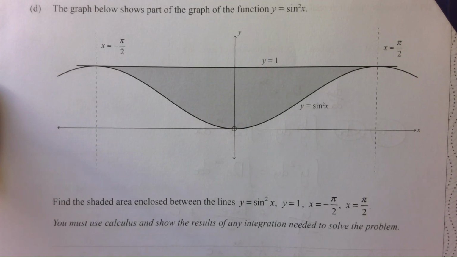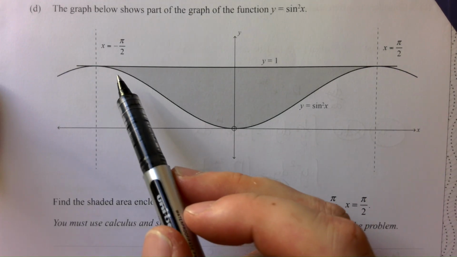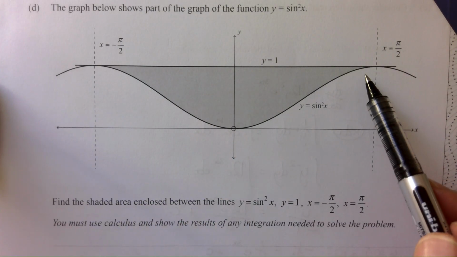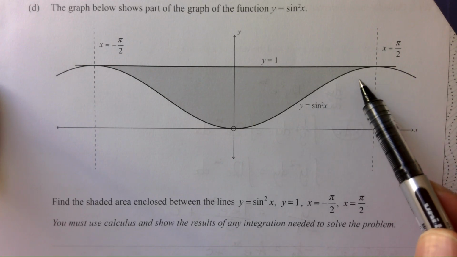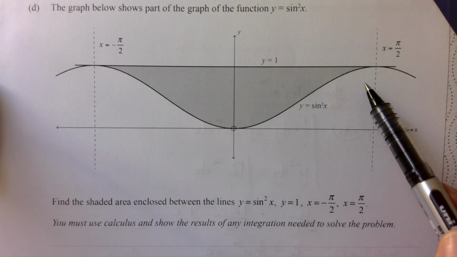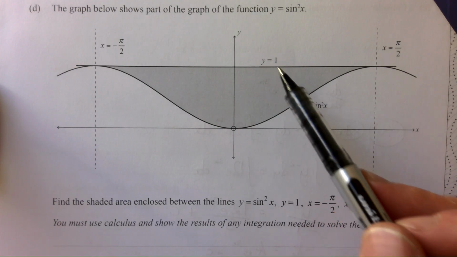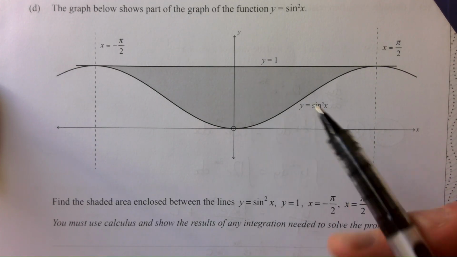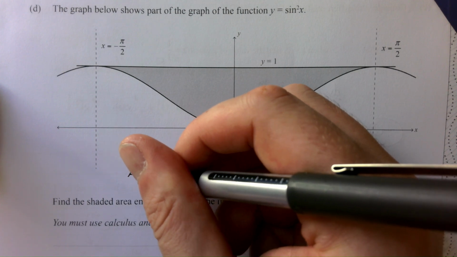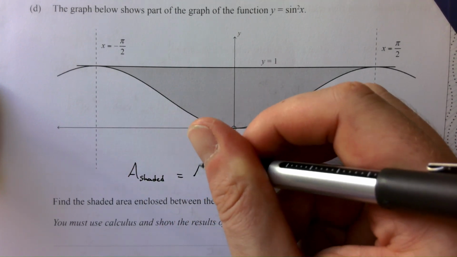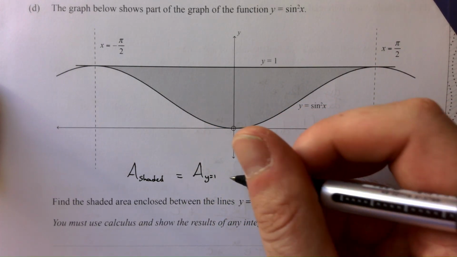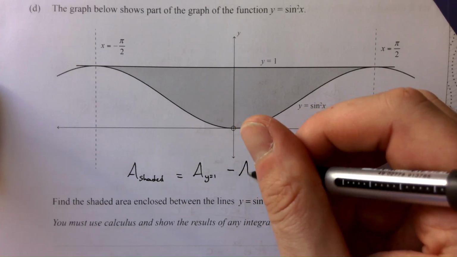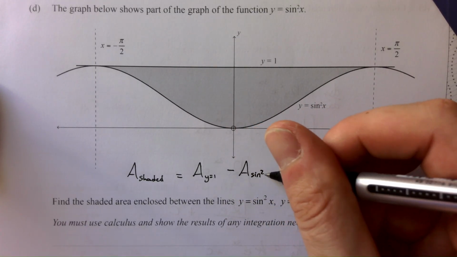Okay, so as we had a similar one before, we are going to find the area under y equals 1, and we are going to subtract the area under y equals sine squared x, because that would be equal to the white area. Doing the area of the y equals 1 bit minus the area of the sine squared bit will leave us with the area shaded. So area under the y equals 1 line minus the area under the sine squared.